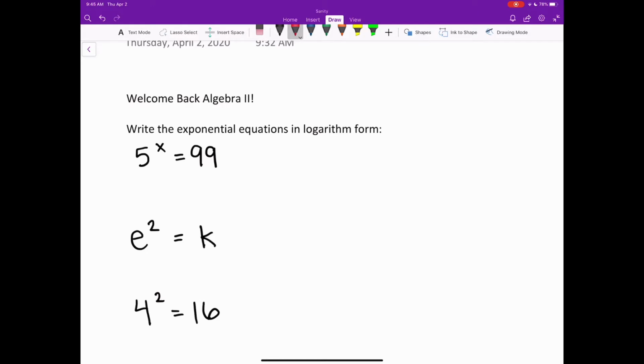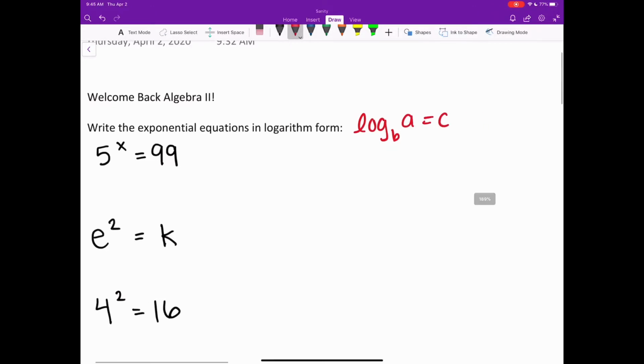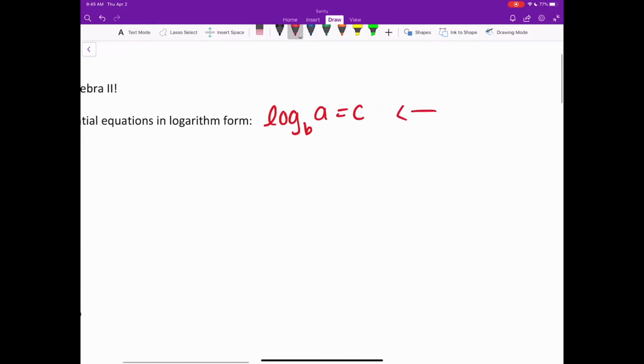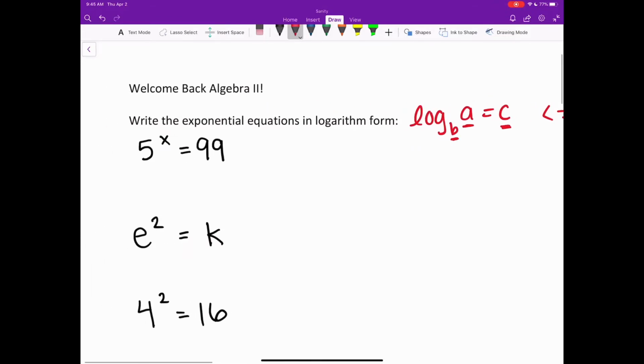The first question asks us to write the exponential equations in logarithm form. So we usually had log with a base, we'll just call it b, of some number a equals c. And again, if we want to go back and forth between these two forms, logarithm and exponential, we could say we have a base b raised to some power c that gives us this number a, whatever a may be. So let's take these exponentials and write them in logarithm form.